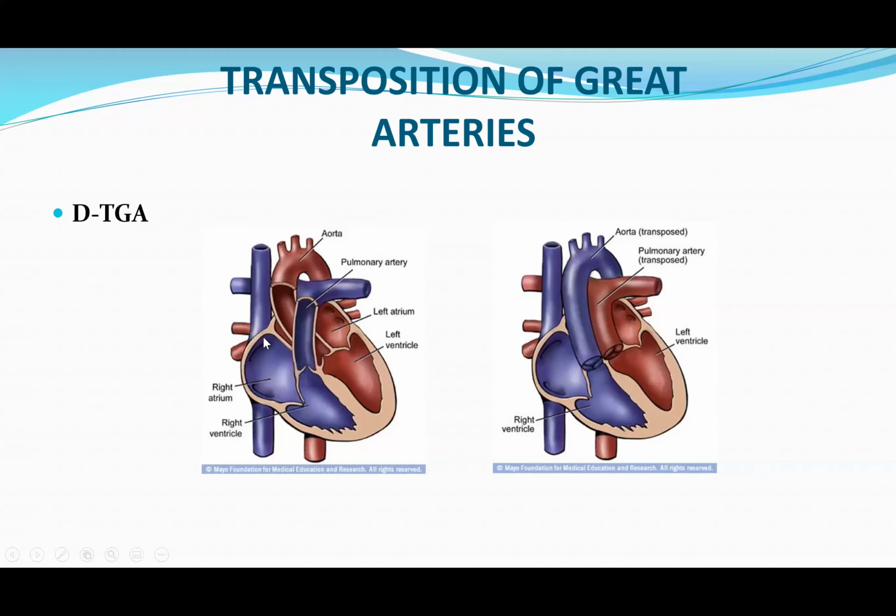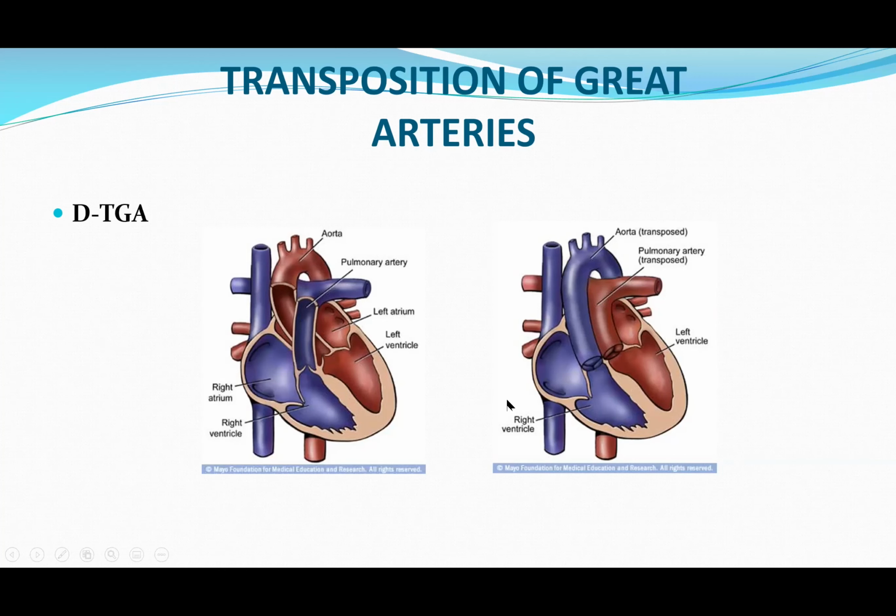IVC, SVC, right atrium, right ventricle, tricuspid valve, pulmonary valve, aorta, and then mitral valve, left ventricle. This is the pulmonary, I say aorta, no, pulmonary. Aorta here. So there's a normal arrangement.